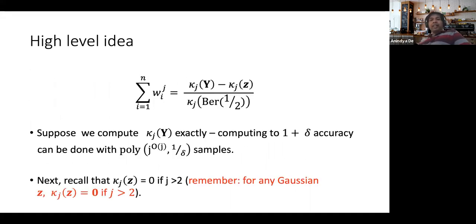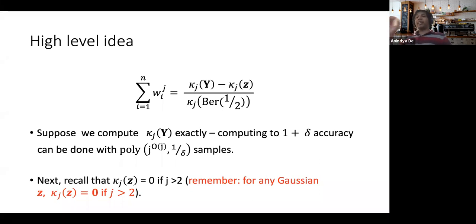So I've highlighted the equation again. And now observe something. See, z, which is the noise distribution. What do I know? I know that kappa j of Bernoulli half, I know that value. There's nothing to calculate. There's nothing I have to estimate. It's a fixed Bernoulli half random variable.